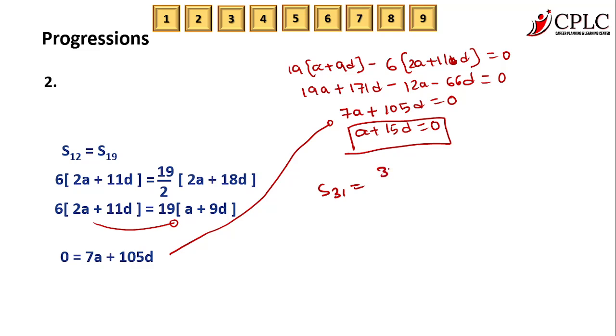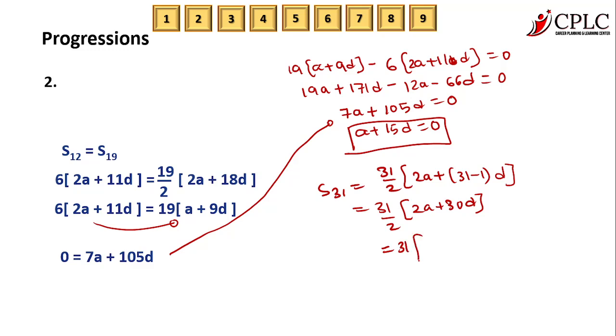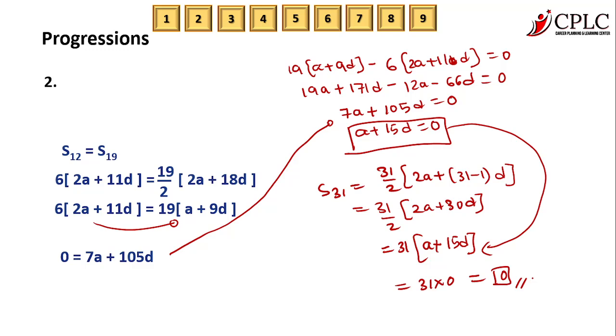S31, the formula will be 31 by 2 times 2a plus 31 minus 1 into d, which is 2a plus 30d. And if you divide by 2 inside, it becomes 31 into a plus 15d. Best part, a plus 15d is 0. So 31 into 0 is of course 0. So 0 is the answer, which is answer option 1 for question number 2.